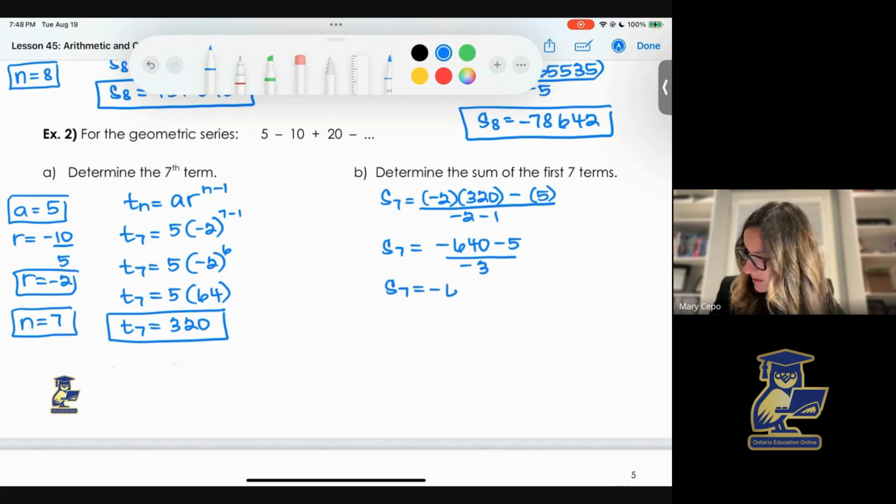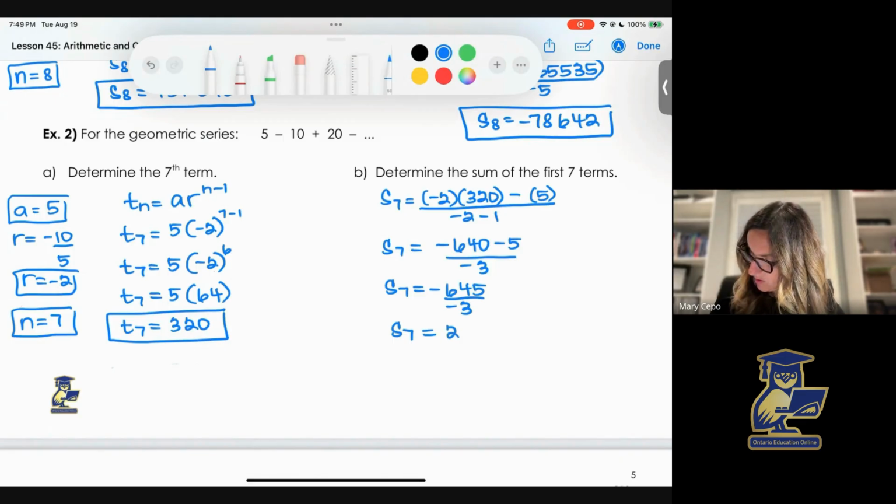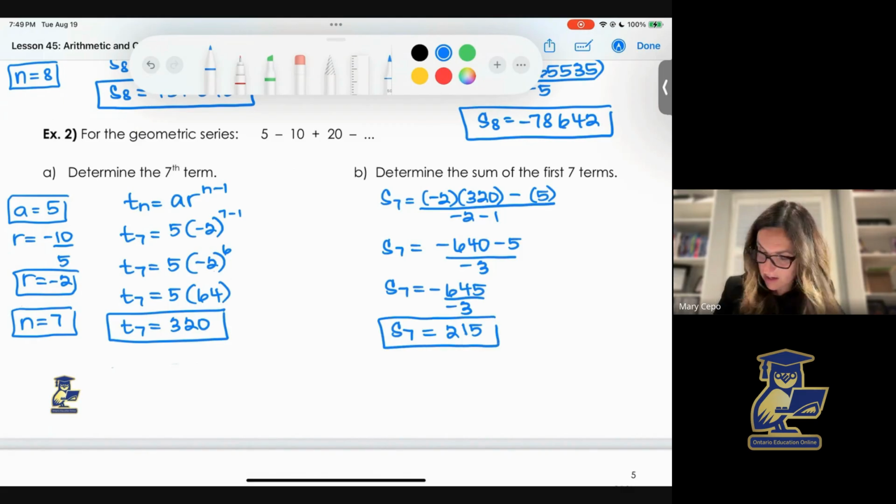and negative 645. Divide that by negative 3. So the sum of the first 7 terms would be 215. Negative divided by negative. Okay, let's double check that.